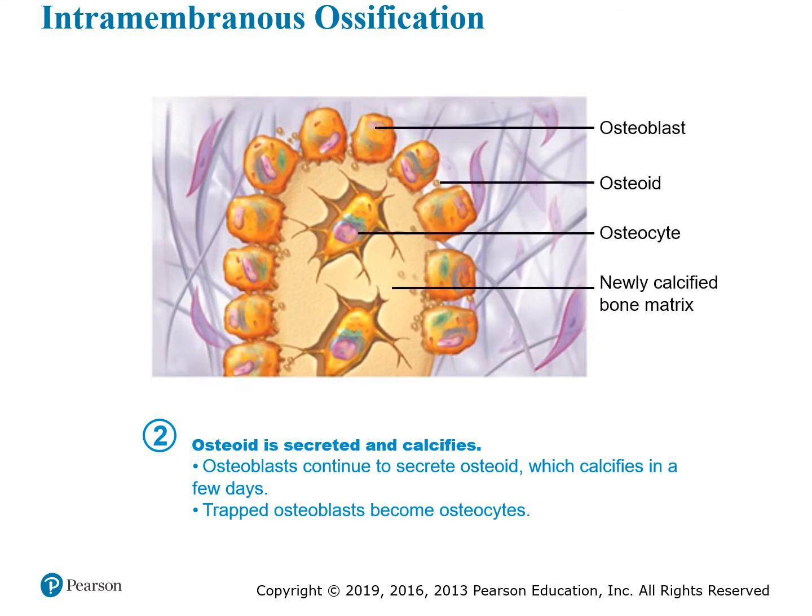So again, you see the osteoblasts there secreting osteoid. The osteoblasts, which are trapped within this calcified osteoid, become osteocytes. And so osteocytes, if you'll recall, are the cells that are within lacunae in bone tissue. And these are the cells that don't produce bone matrix, but actually maintain the bone matrix. And again, you see the newly calcified bone matrix surrounding the osteocyte.